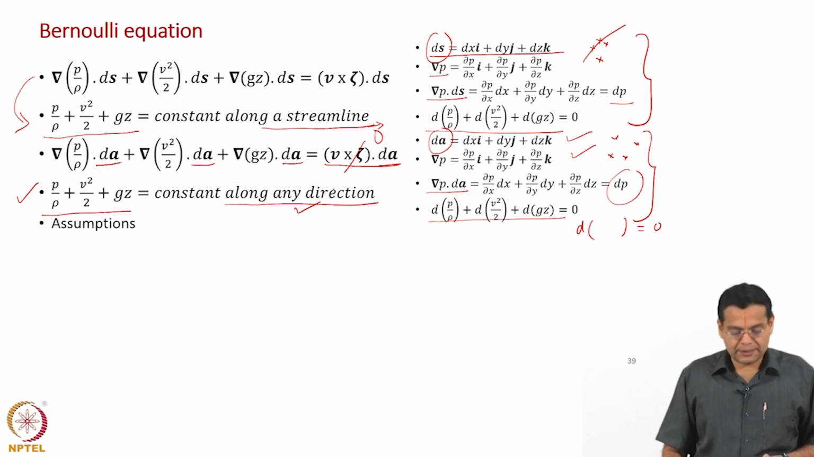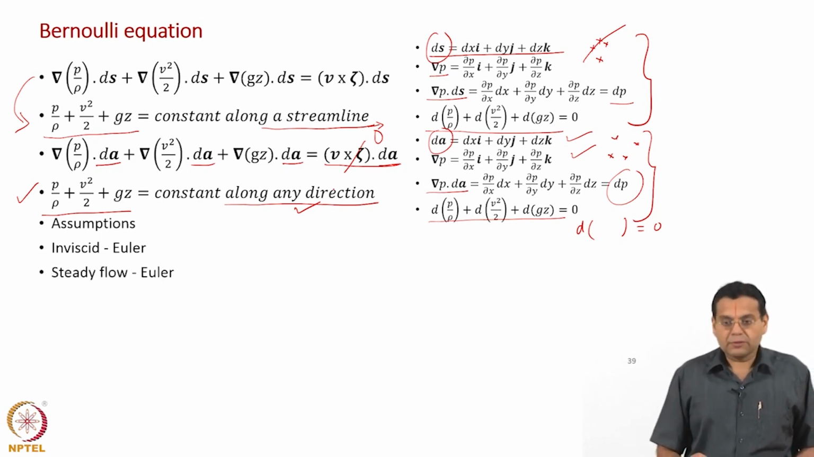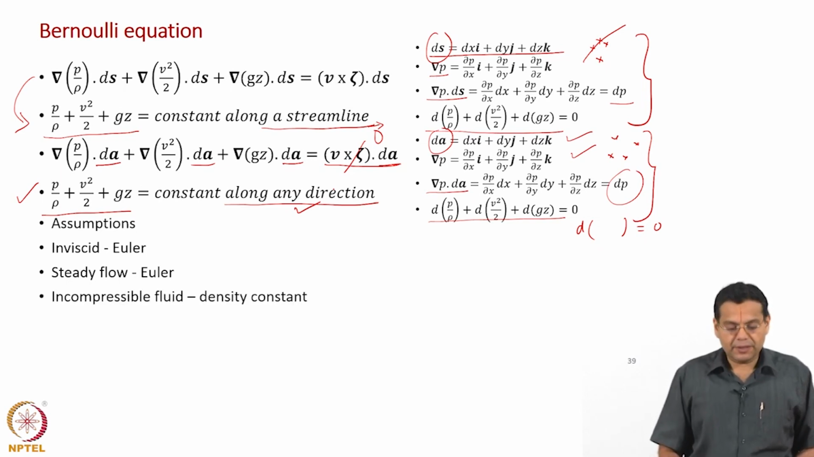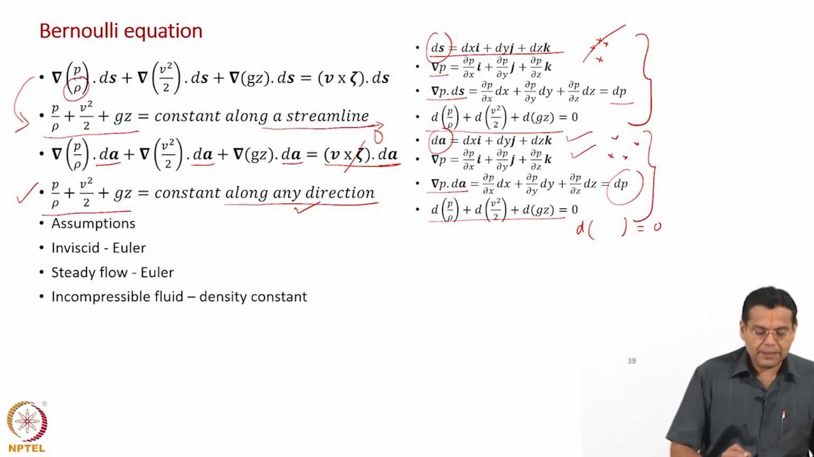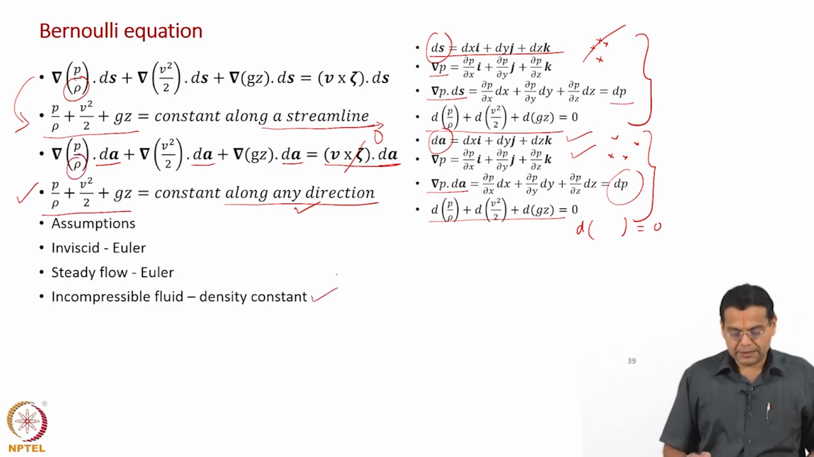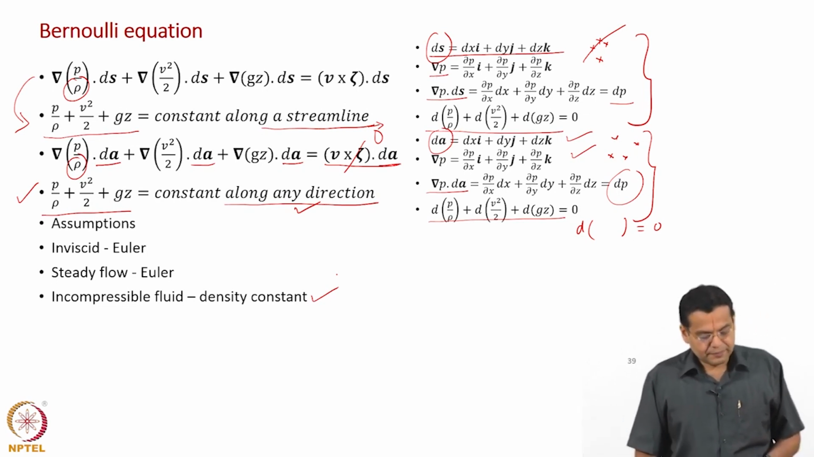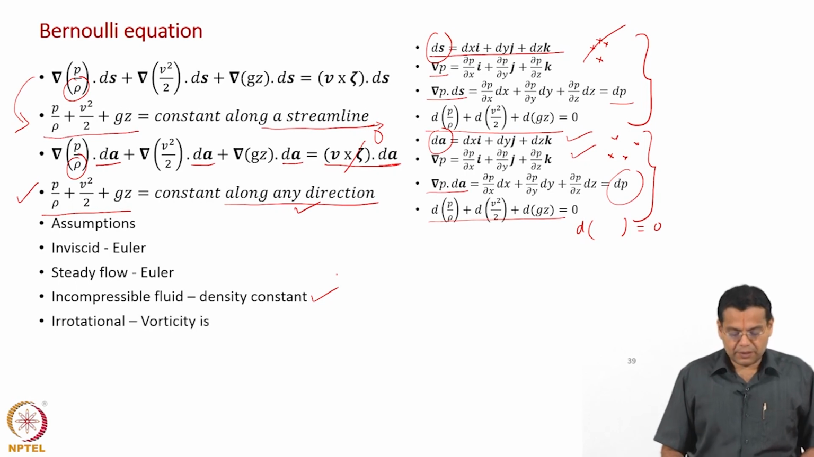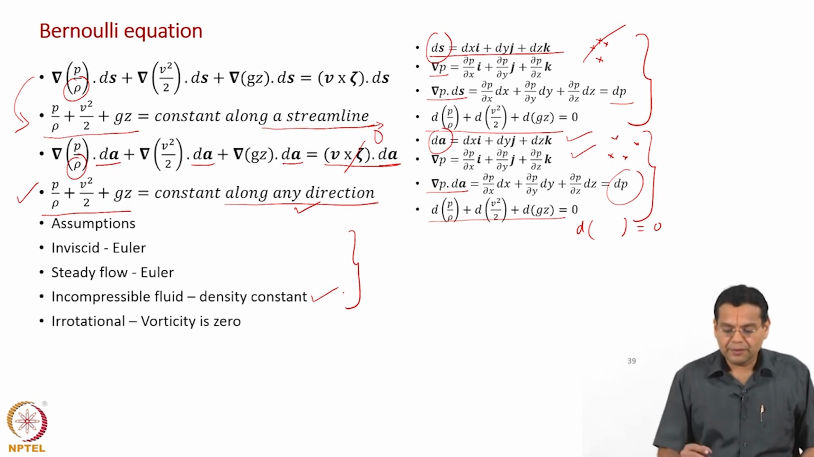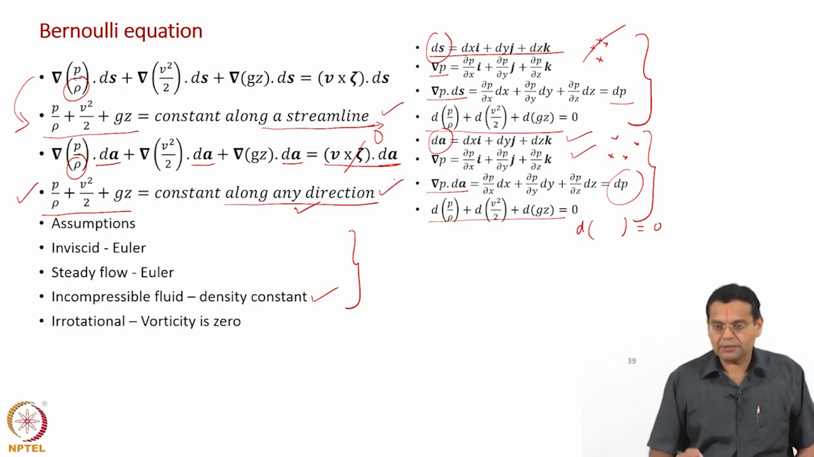Okay, now what are the assumptions? Inviscid, that is anyway we started with Euler, steady state flow because we took the steady state form of Euler equation. Incompressible fluid, remember the moment we bring in density inside the gradient in both the derivations, the density is taken as constant, which is incompressible fluid. Okay. And these three are common to both the derivations or both forms of the Bernoulli's equation. We have now seen two forms of the Bernoulli's equation.